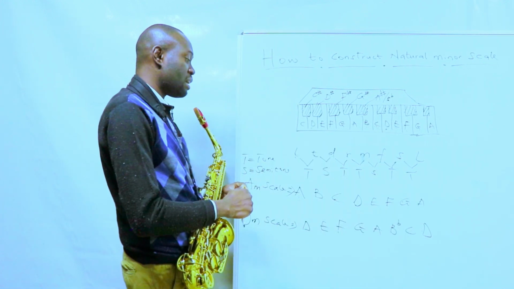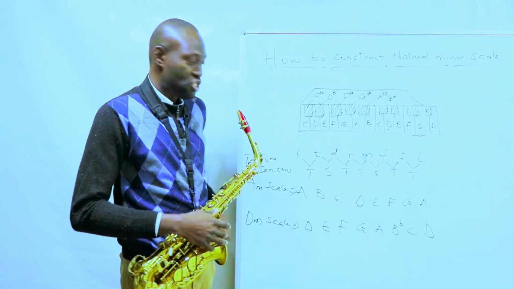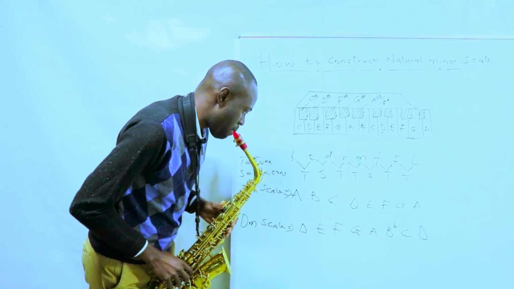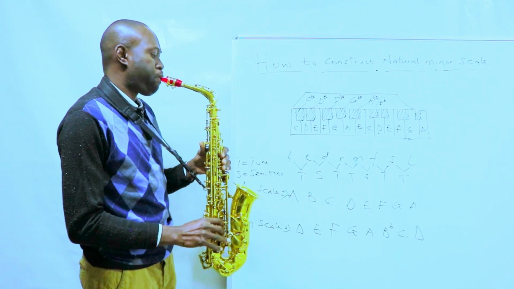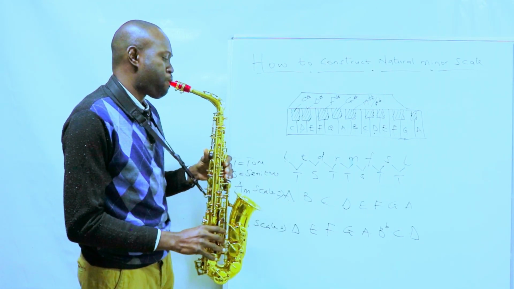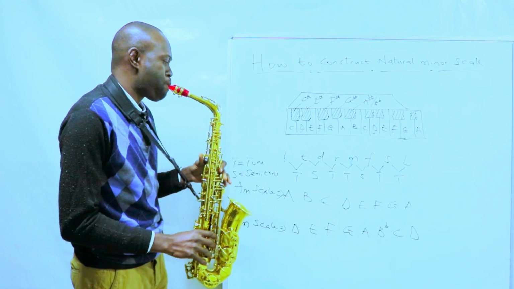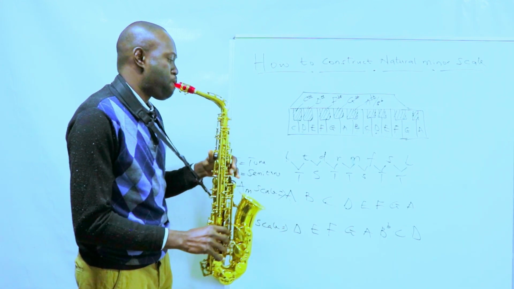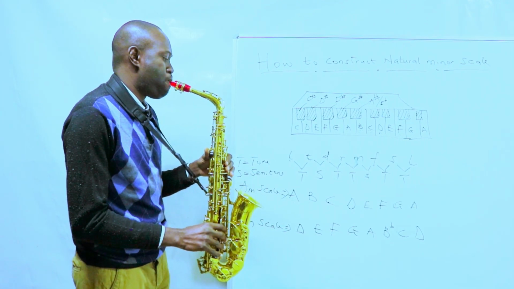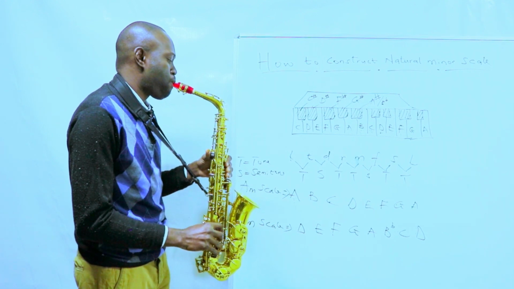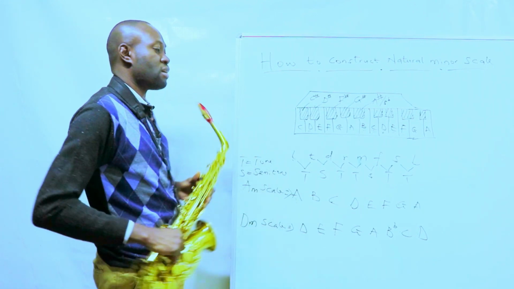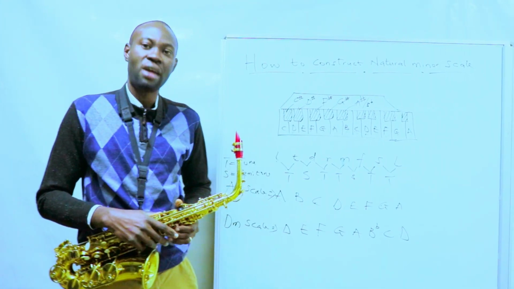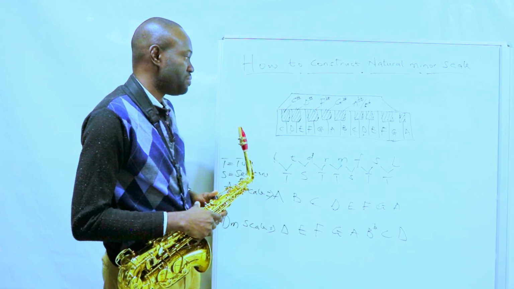Now I'm just going to go ahead and play that again on the alto saxophone, so that we can hear how it sounds. We have just learned how to construct the natural minor scale in this video.